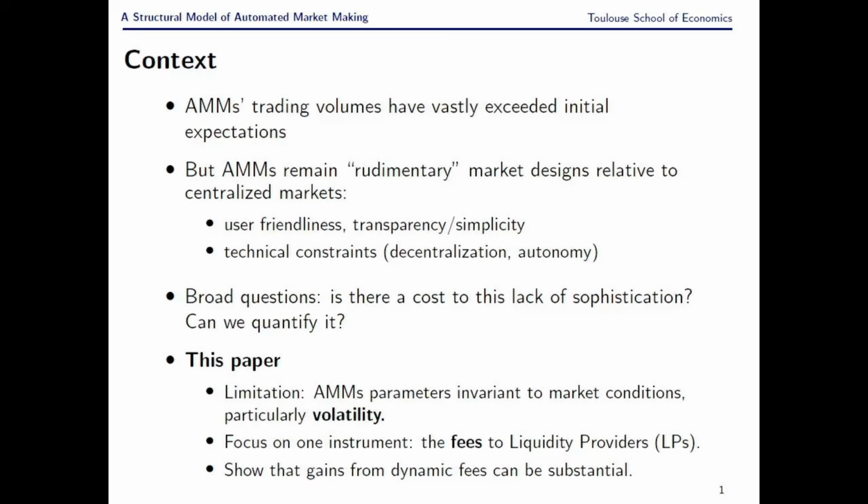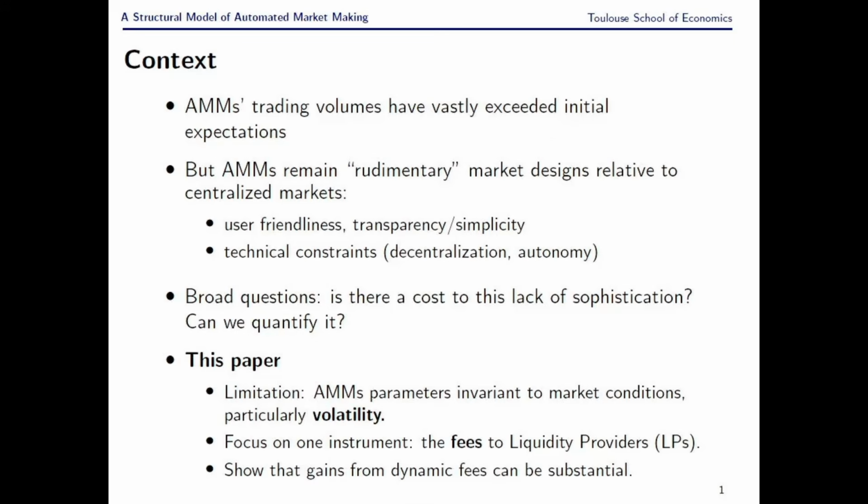And what the paper is trying to do here is to identify this cost in the model, but also quantify it. If you're in a centralized market and you provide liquidity, when volatility changes, one thing you can do is adjust your quotes. So the bid-ask spread is going to widen, because as a liquidity provider, it's a way for you to protect yourself against being adversely selected. But on an AMM, you can't do that. So the fee, to some extent, is going to protect you against this, but this fee is fixed.